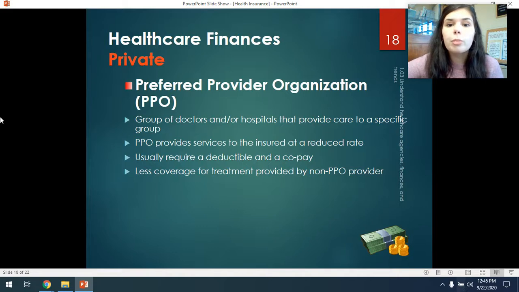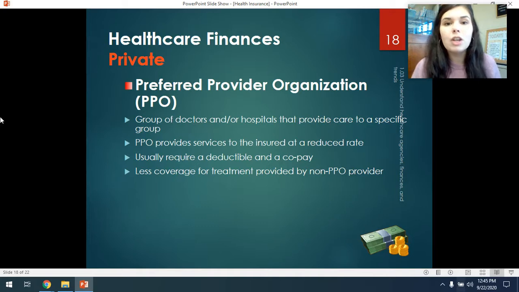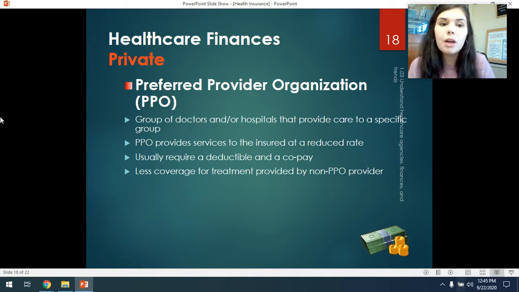Versus a PPO, or a preferred provider organization. A PPO is when you have a group of doctors or hospitals that provide a specific care to a specific group. PPOs provide services to the insured individuals at a reduced rate, and they usually require some type of deductible or copay to be paid up front. This offers less coverage for treatment provided by any non-PPO provider. So the difference is with an HMO, you don't have to pay anything up front, you just pay that monthly fee and you have to go see an HMO provider. With a PPO, there's a whole group of providers that usually work under the same organization, and you do have to go ahead and pay for a deductible or a copay up front, but you are also going to receive services at a reduced rate. My type of health insurance that I am currently under is considered a PPO.